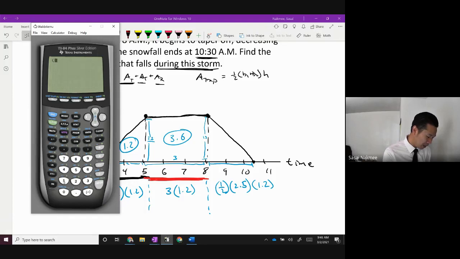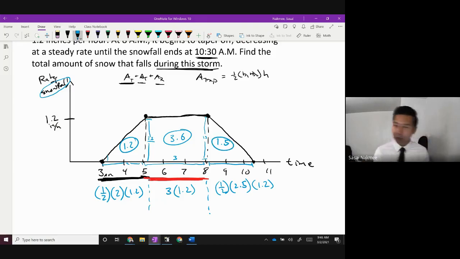I mean, kudos to you. I think you guys might be able to do it, but I'm going to be lazy. 2.5, and then, of course, multiply that with 1.2. Comes out to a nice 1.5. That's not bad. 1.5. So here's my question.